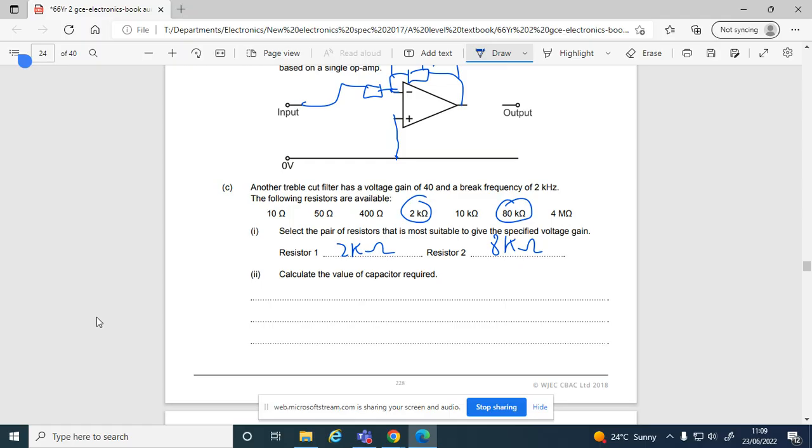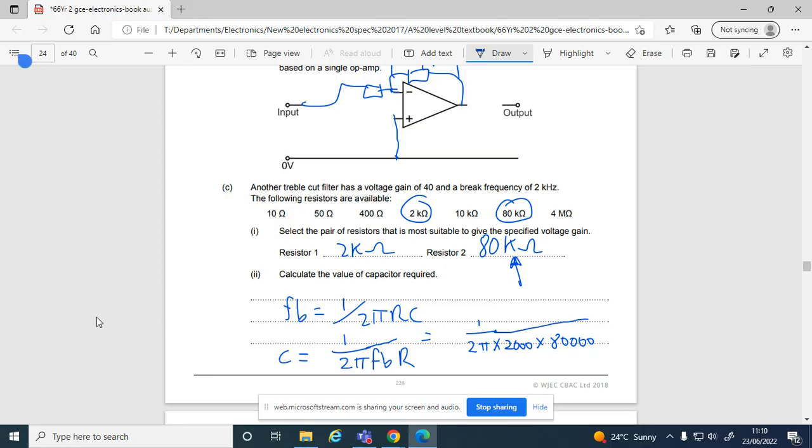What is a treble cut? So I'm going to be using the higher value, the 80K. So FB is 1 over 2 pi RC. So C equals, notice you can literally just swap them over for rearranging. It's dead easy, these equations to rearrange actually. So I hope there's no hassle with just literally swapping them over. One goes up, one goes down. Swap positions. 1 over 2 pi times your break point, which is 2K, 2,000, times your resistor value, which is 80K. So I've just written it all out in different forms. You can write it out in standard form if you prefer.